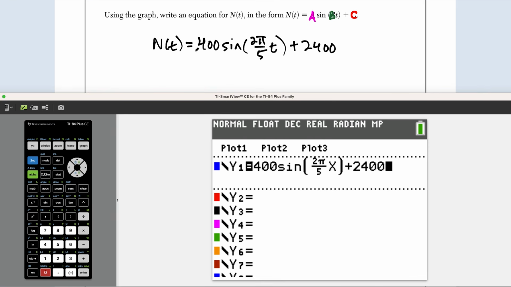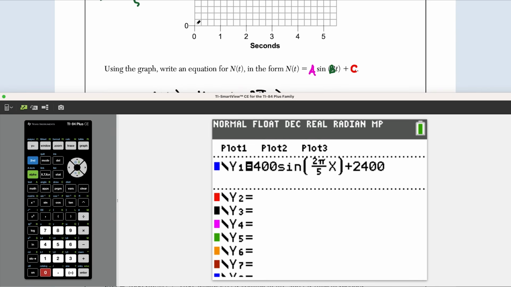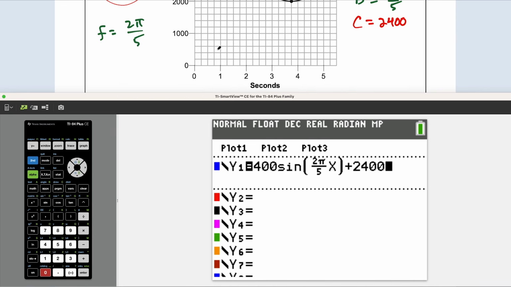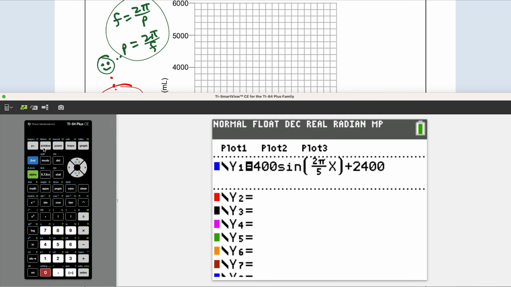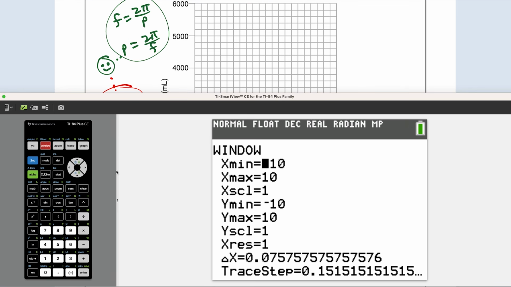So now to get the right scale, we have to look at the graph here, and it's going from 0 to 5 in the x direction, even though our function is a function of t. And then in the y direction, we're going up to 6,000. So we go to the window here, and we're going to make our x minimum 0 and our x maximum 5, because that was the scale on the x-axis. And then we look at the y minimum, that's going to go to 0, and the y maximum is going to go up to 6,000.